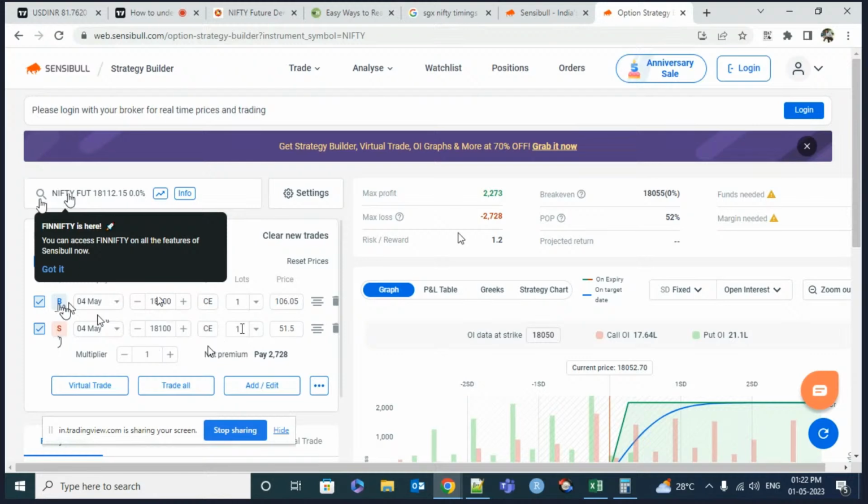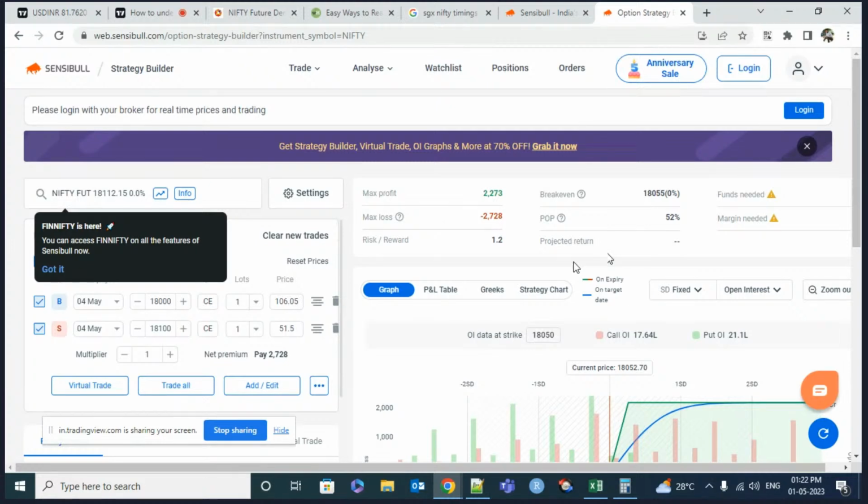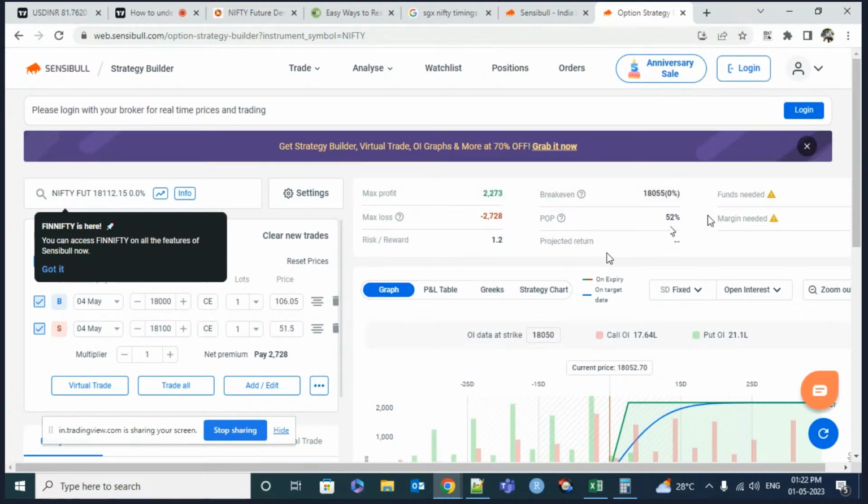When you adjust everything, you can see the maximum profit, the maximum loss you can incur, the break-even after which you will experience profit or loss, the risk reward ratio, the probability of success of your trades, and the margin benefits are shown here as well.